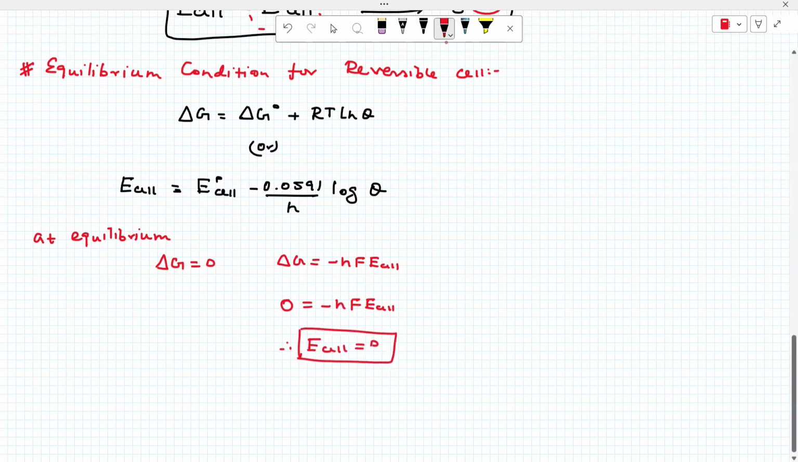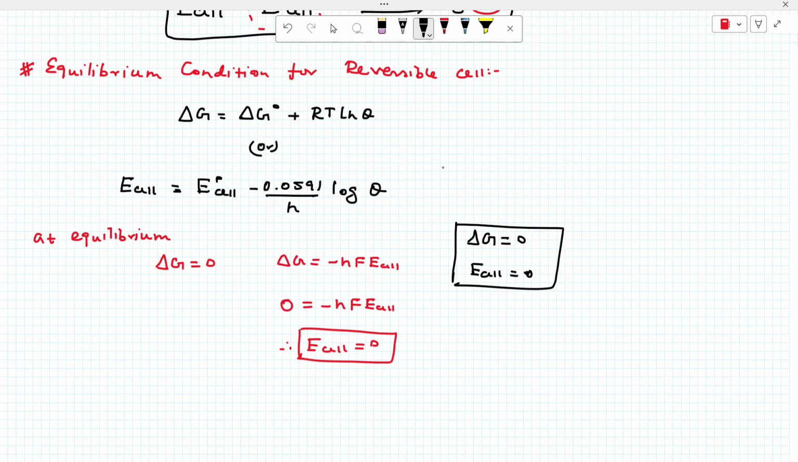Very, very important, please understand. Listen, at equilibrium, very important: delta G equal to 0 and E cell equal to 0. Both are correct. But at equilibrium, very important, delta G naught is not equal to 0, and E naught cell is also not equal to 0. Very important, please note.